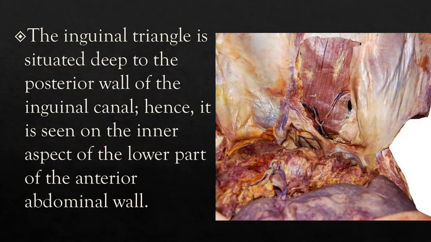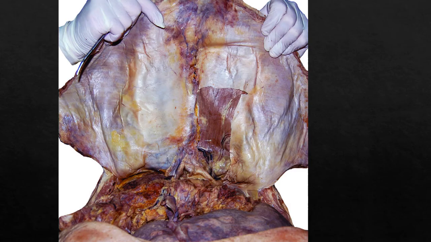So, what is this inguinal triangle? The inguinal triangle is situated deep to the posterior wall of the inguinal canal. Hence, it is seen on the inner aspect of the lower part of the anterior abdominal wall. When you separate all the abdominal wall muscles from the inside, we can identify this triangle called the inguinal triangle or Hesselbach's triangle. Let us see the boundaries of it.